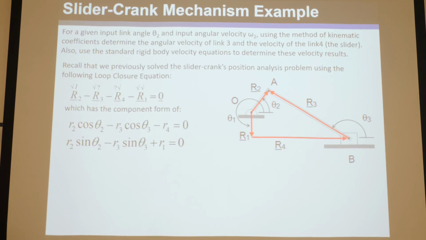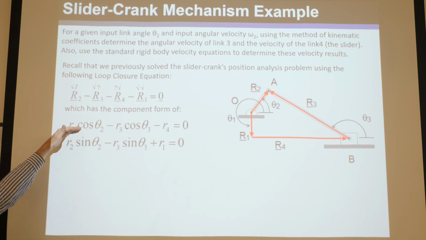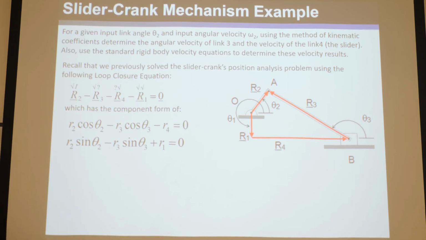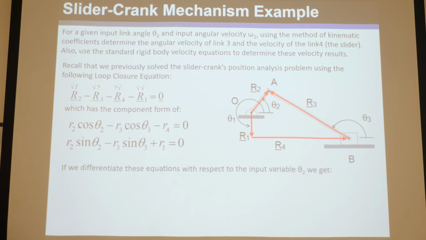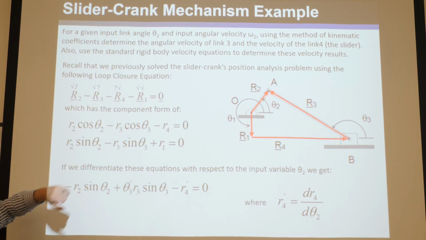Okay, so say we have a slider crank mechanism. Again, we drew the vector loop. We did the vector equation. We had the component form. What we're going to do is take the derivative of these with respect to the input variable, which in this case was theta 2, right? And it usually is theta 2.